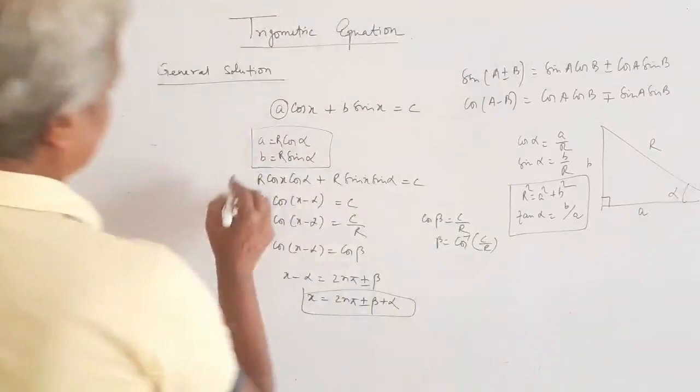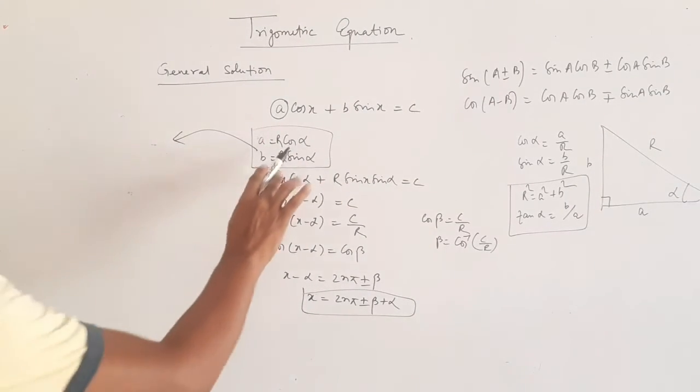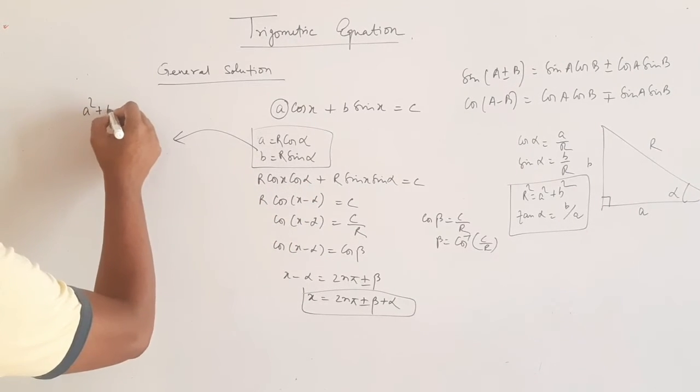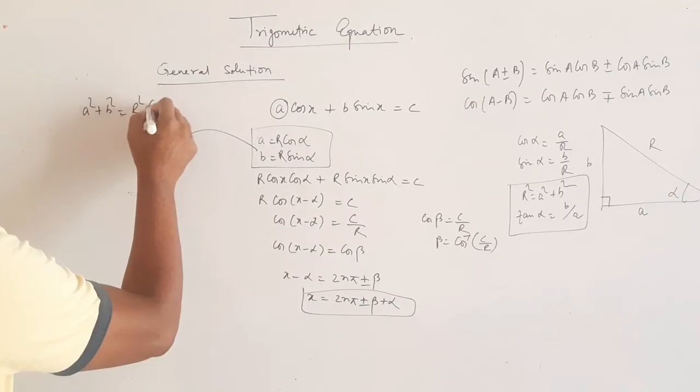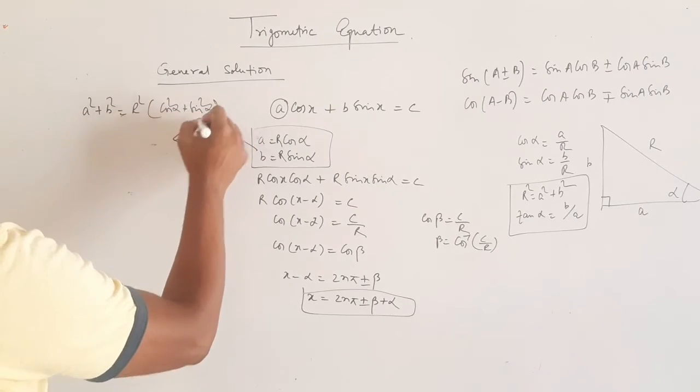Otherwise also you could have done it like this: suppose from here if you want to get rid of alpha, you have to square and add them. So you get a square plus b square is r square times cos square alpha plus sine square alpha.